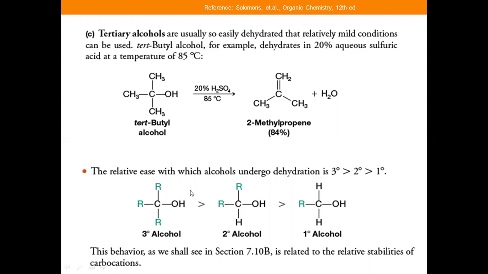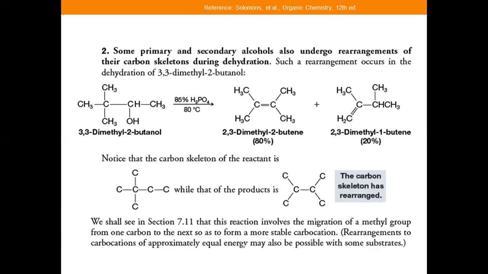So in summary, the relative ease of the dehydration reaction of alcohols to produce our alkene is that tertiary is much easier than secondary, which is easier than primary alcohol. We'll discuss later the relative stabilities of the carbocations when it proceeds with the E1 elimination reaction. The second condition for dehydration is that some primary and secondary alcohols also undergo rearrangement of their carbon skeletons during dehydration.